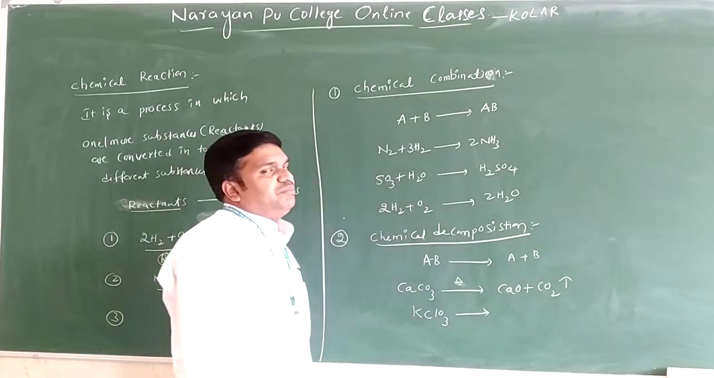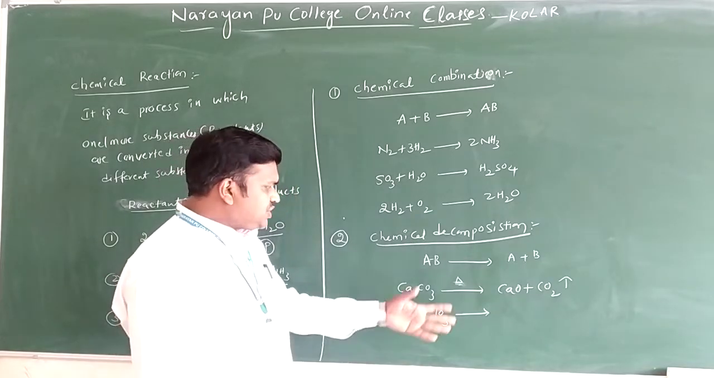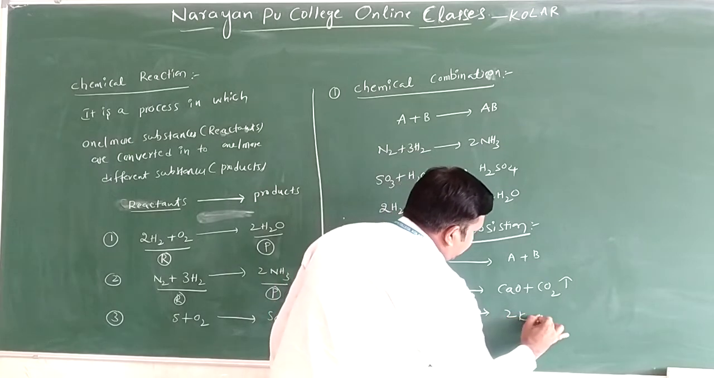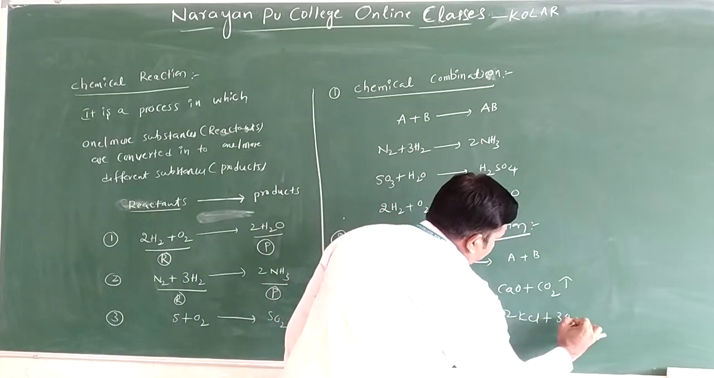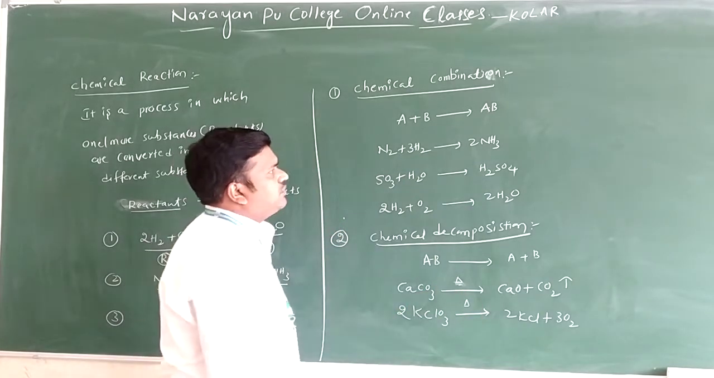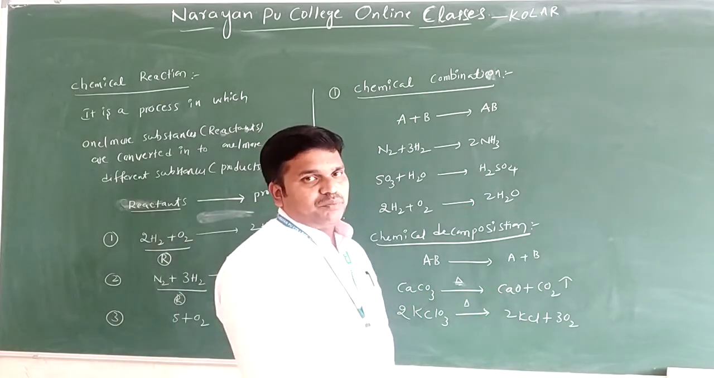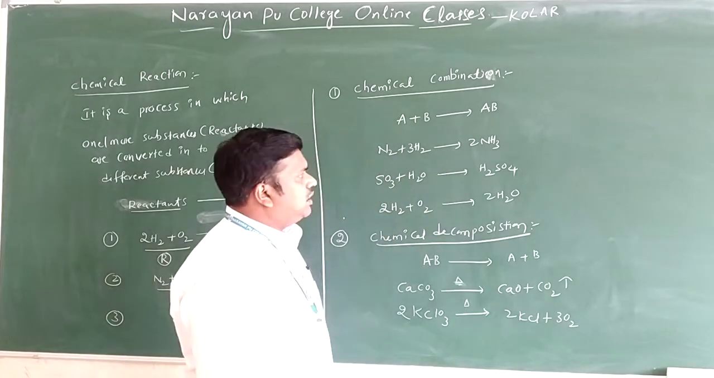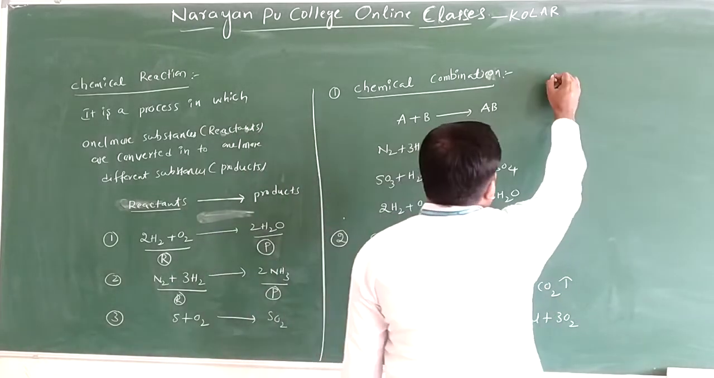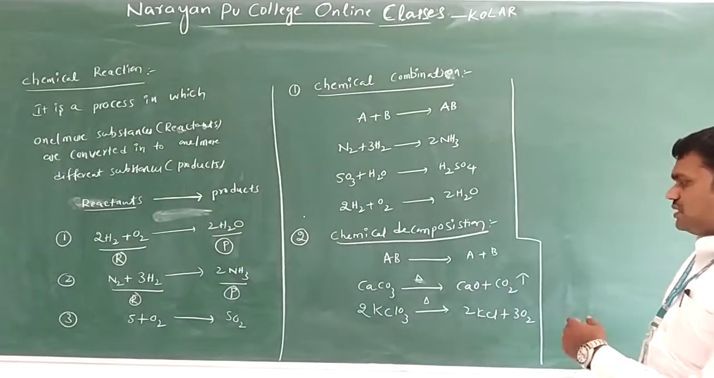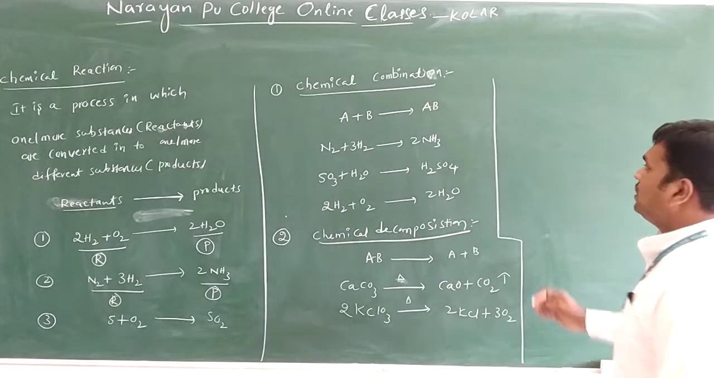Now I am taking here KClO3, potassium chlorate. Potassium chlorate undergoes decomposition on heating. You will get KCl plus O2. We can balance this equation: 2 KClO3 gives rise to 2 KCl plus 3 O2. So this is also an example for which one? Chemical decomposition reaction.